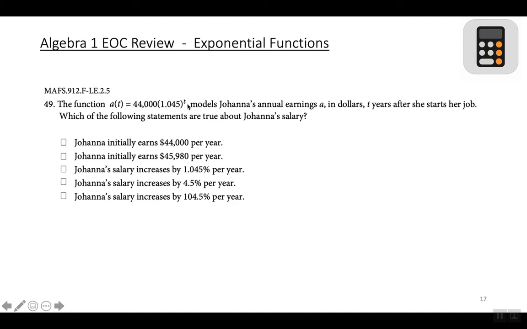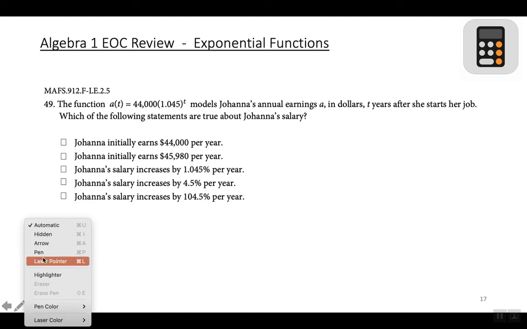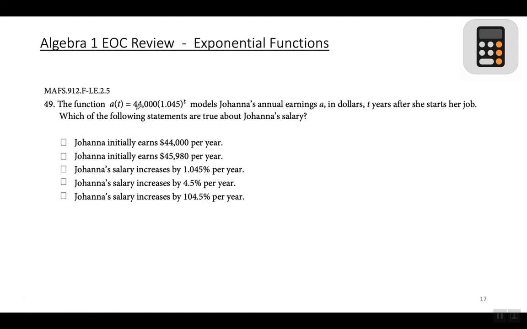They give you this function that models Joanna's annual earnings. Which of the following statements are true about Joanna's salary? As you can see, 44,000 is how much she initially earns. She does not initially earn 45,000. Joanna's salary increases by 1.045% each year? No, that percentage is written wrong. You've got to move the decimal point 2 times to the right. So her salary is actually increasing by 4.5%. Be careful with this one.